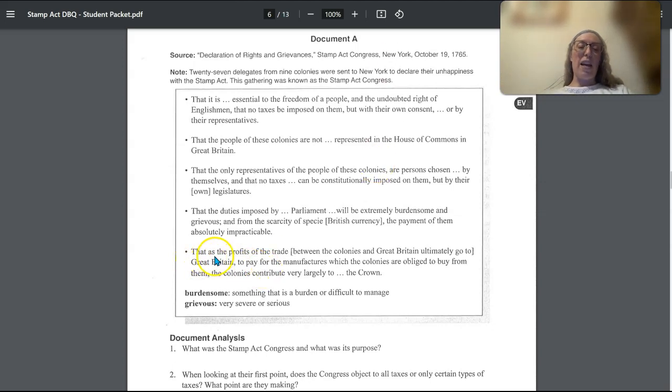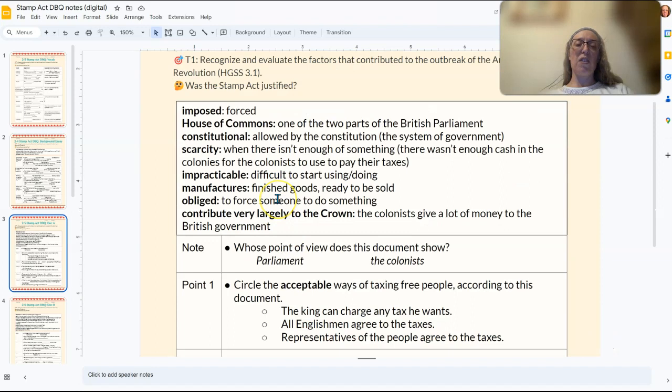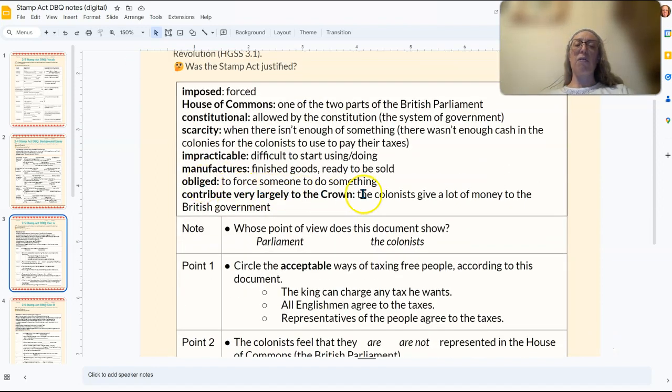So here we go. That as the profits of the trade between the colonies and Great Britain ultimately go to Great Britain to pay for the manufactures which the colonies are obliged to buy from them, the colonies contribute very largely to the crown. Once again, I need to look back at some of these vocabulary words. Up here, oblige means to force. Manufactures are finished goods that are ready to be sold. And contribute very largely to the crown. The colonists give a lot of money to the British government.